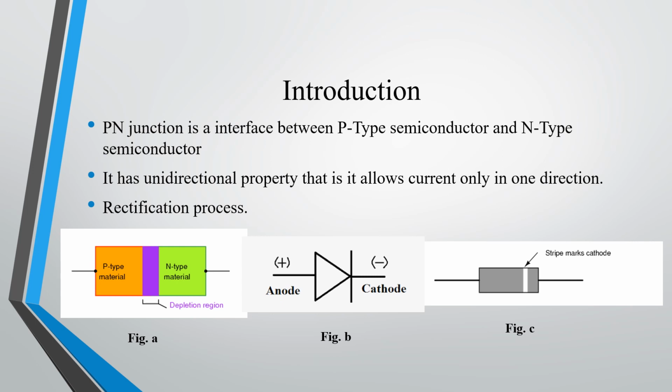Now with this basic knowledge we'll proceed with the PN junction diode. We'll see what a PN junction diode is and how it works in different biasing conditions.